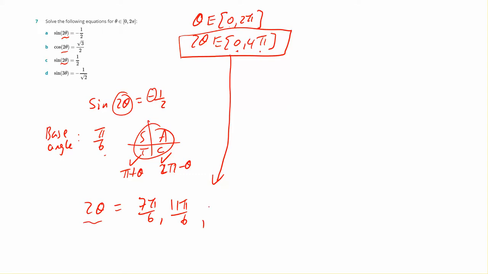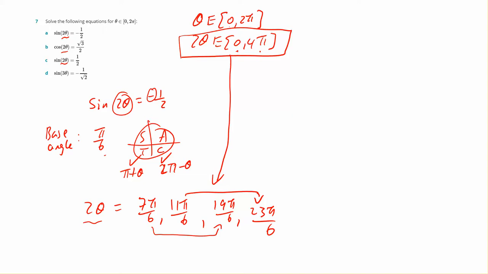So we have to go one more time around the circle. So add 2 pi to this to get the next solution. So 12 plus 7 is 19 pi over 6. And I add 2 pi to this. 12 plus 11 is 23 pi over 6. Okay, so I've got my 4 solutions, and it's within the domain of 0 to 4 pi.